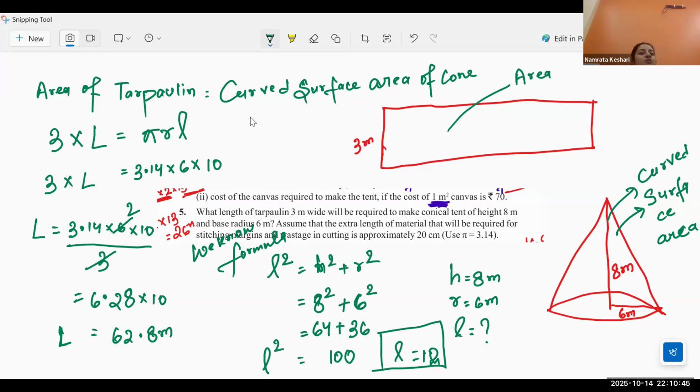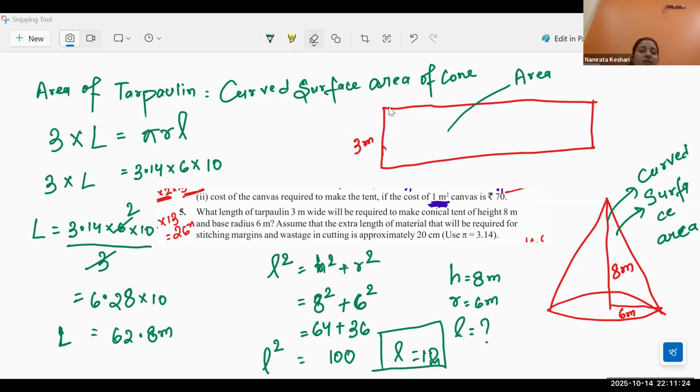Now, in this question, we are not done yet. It says that assume that the extra length of the material. Okay, we need to read the question carefully. But for now, just tell me whether this much is making sense to all of you or not. Yes. Okay, if you are understanding this much, then I'll take the next part. The next part says that assume that the extra length of the material that will be required for stitching margin and wastage in cutting is approximately 20 centimeter.